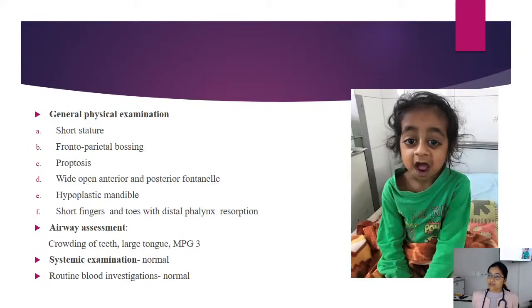On general physical examination, the child had short stature, frontoparietal bossing, proptosis, wide open anterior and posterior fontanelles, hypoplastic mandible, short fingers. On airway examination, there was crowding of teeth, a large tongue, and Mallampati grade was 3. Her systemic examination and routine blood investigations were normal.